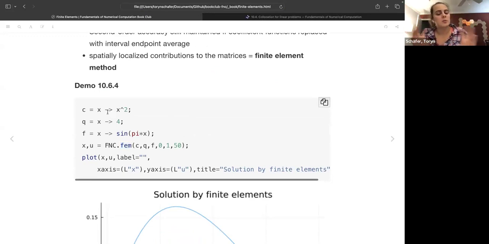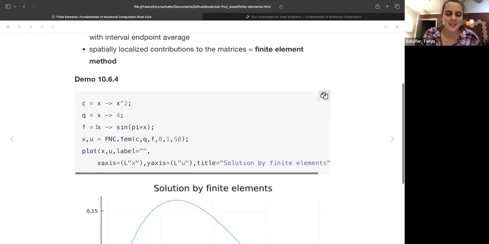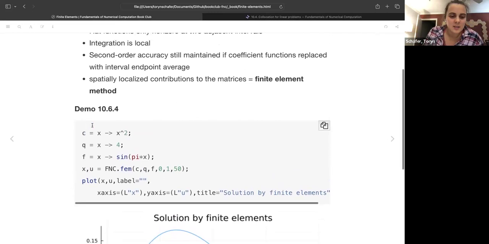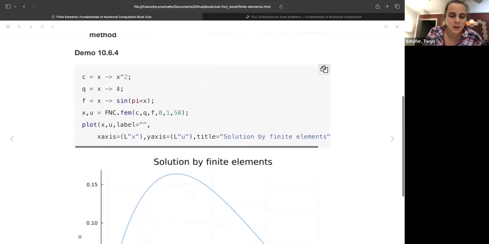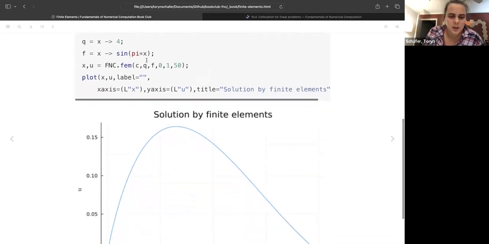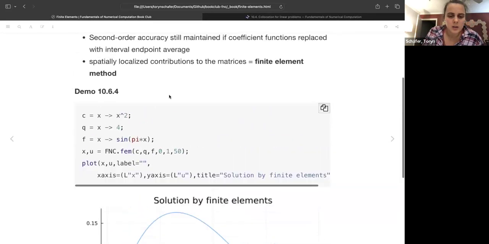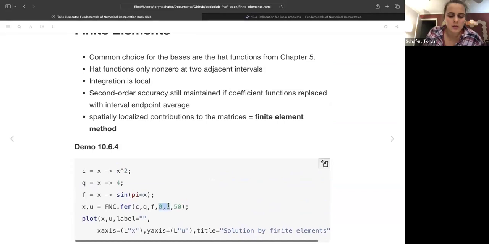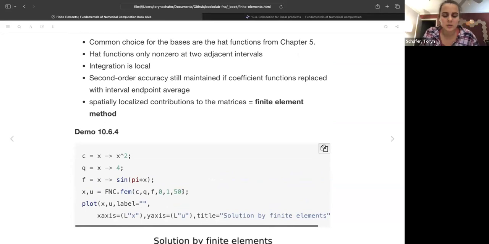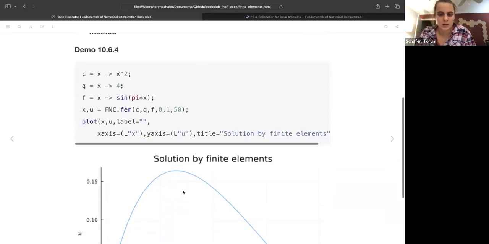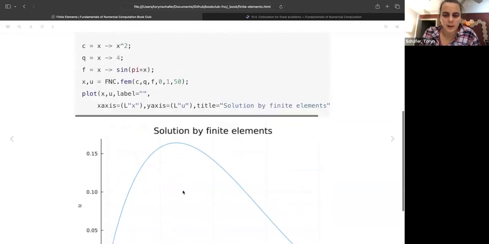We have to change our notation a little bit from before, P, Q, and R. Now we have, oh, well, actually, they kept the Q. It's supposed to be C, S, and F now, but they kept the Q. So these are the coefficient functions. This is just an example from the book. So we have x squared, 4, and sine pi times x is the response. The notation is a little bit different here. So you put in the coefficient functions, but now you put in, I can't remember, the domain and the number of nodes. Okay, and this is the solution by finite elements.